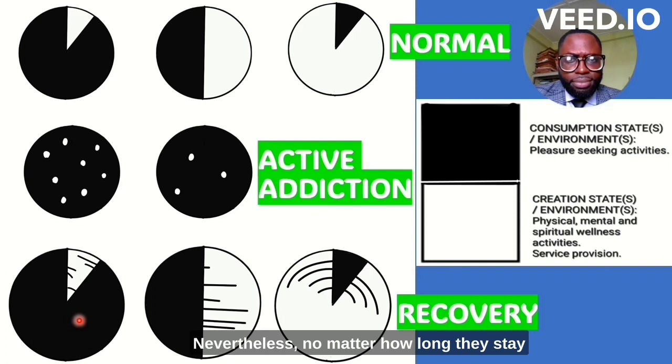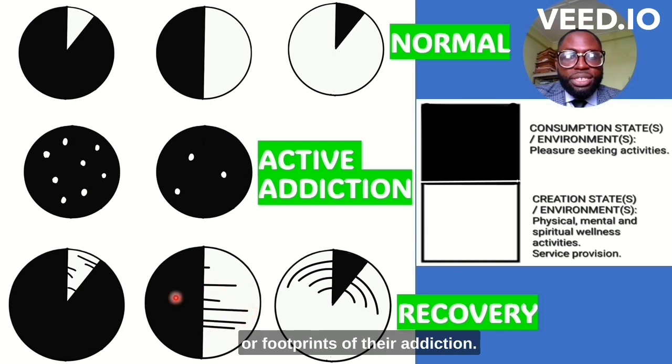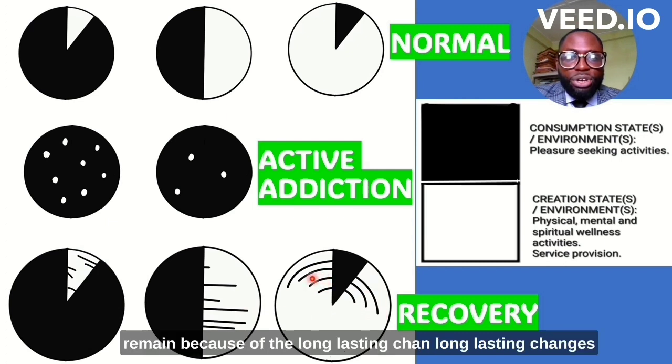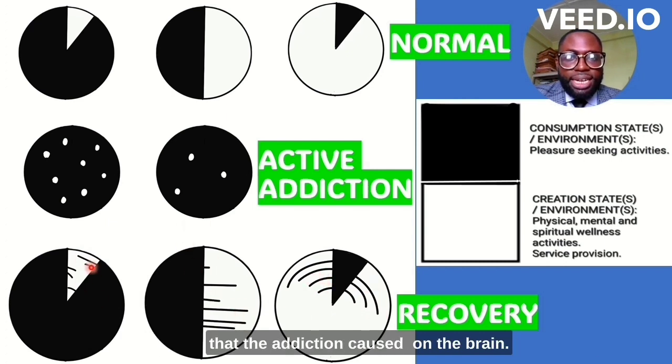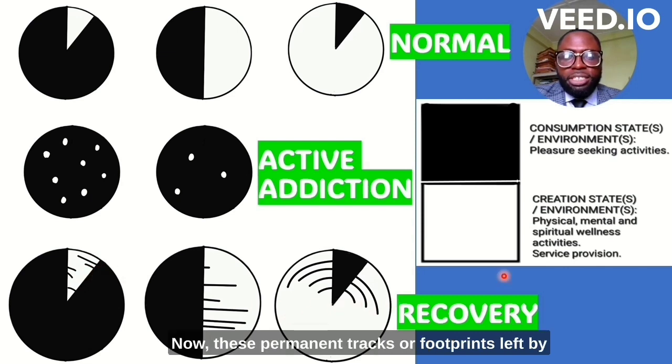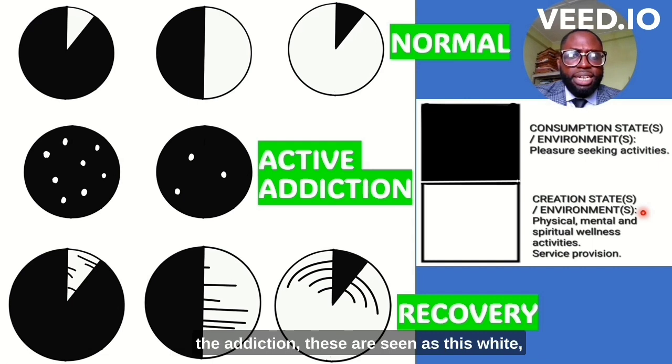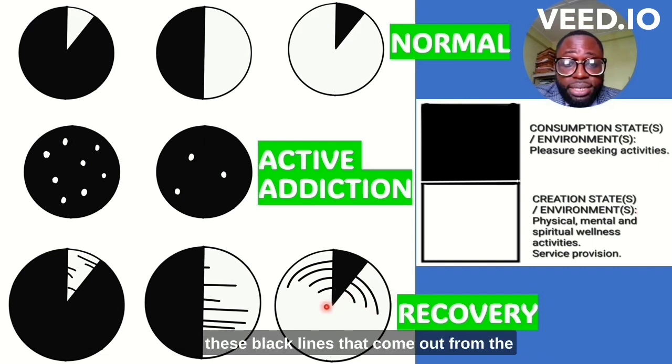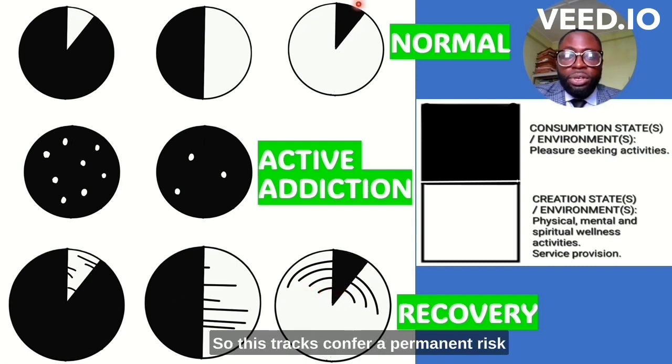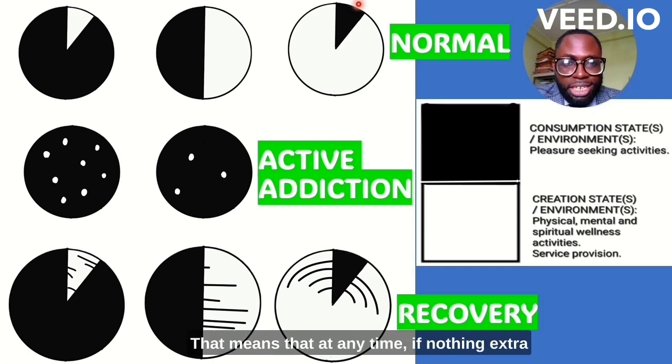Nevertheless, no matter how long they stay in recovery, there will still be tracks or footprints of their addiction. 1, 2, 3. And these tracks or footprints would remain because of the long-lasting changes that the addiction caused on the brain. Now, these permanent tracks or footprints left by the addiction are seen as these black lines that come out from the consumption state into the creative state. So these tracks confer a permanent risk of relapse or loss of control. That means that at any time, if nothing extra is done, they would still go back to the addiction phase and begin all over again.